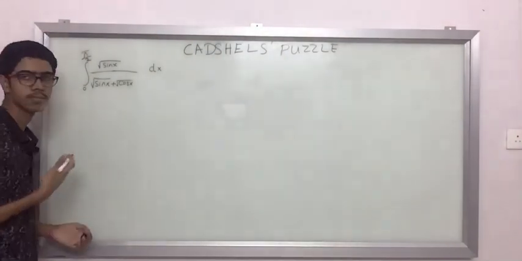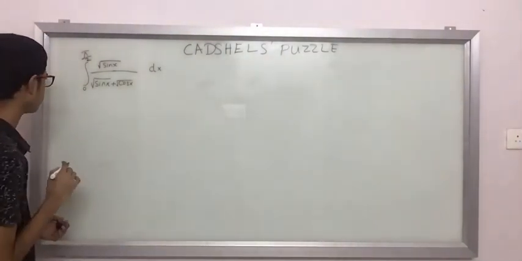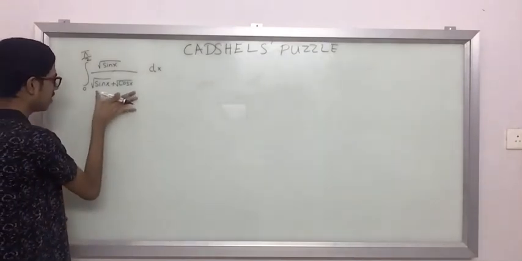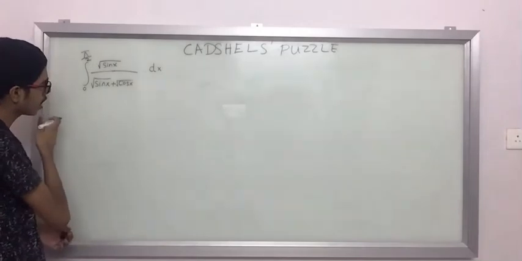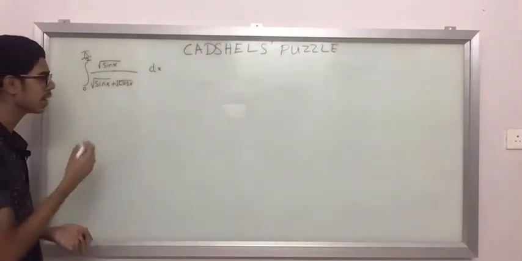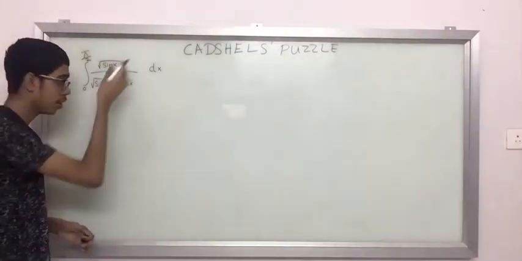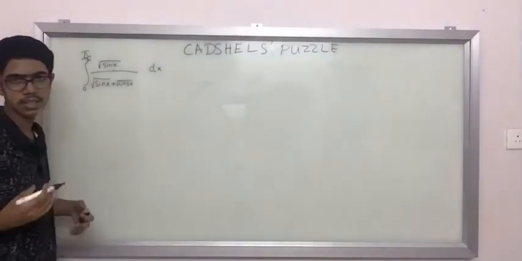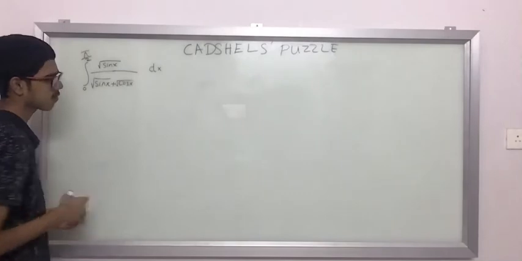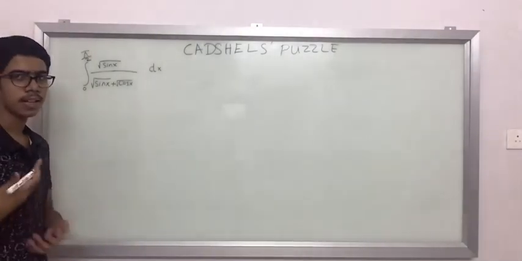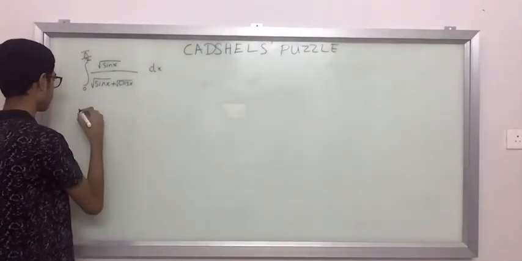You have to think. First, we can take the square root of sin x common from the denominator, and the numerator square root of sin x and the denominator square root of sin x will cancel. Then here we'll get square root of cot x. It will be a little bit easier.